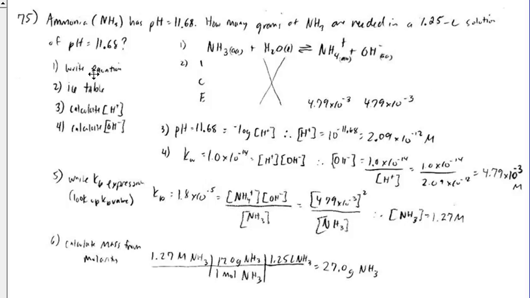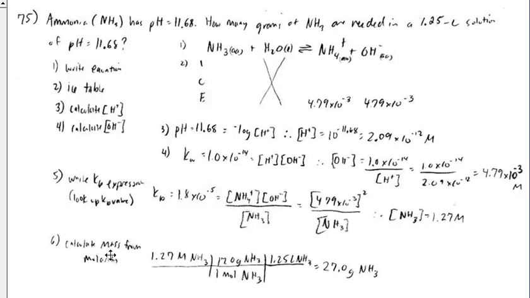So first you write your equation, then you set up your ice table, then you populate your ice table with steps 3 and 4. Write your Kb expression. Kb is equal to 1.8 times 10 to the negative 5th, a book value for the Kb associated with NH3. Then you have your products, NH4 plus and OH minus, divided by your reactant, NH3, ignoring the water. You plug in your values: you know the values for NH4 plus and OH minus, 4.79 times 10 to the negative 3rd, the concentration of OH minus that you found in step 4. You square that and divide by the concentration of NH3. You can find the concentration of NH3 because you know Kb is 1.8 times 10 to the negative 5th. When you solve for NH3, you get 1.27 molar.